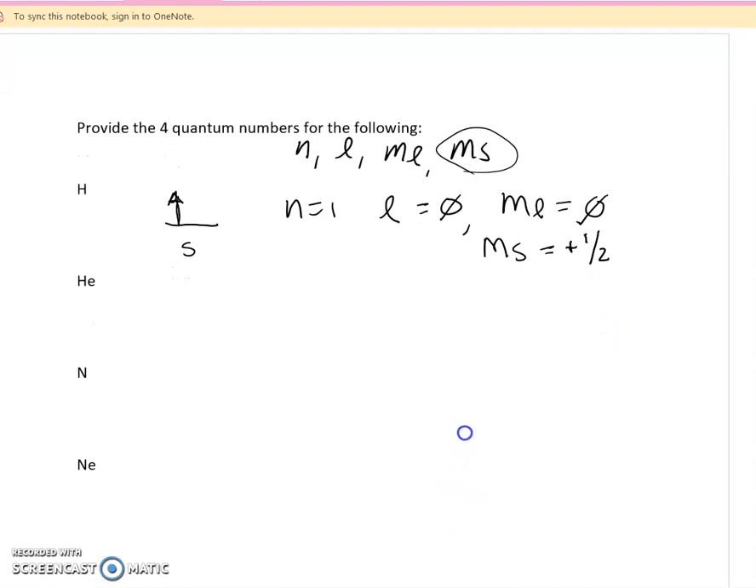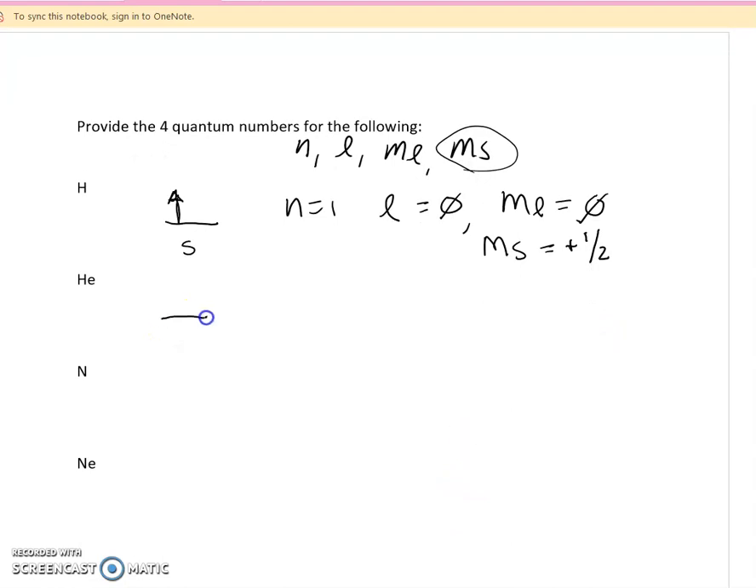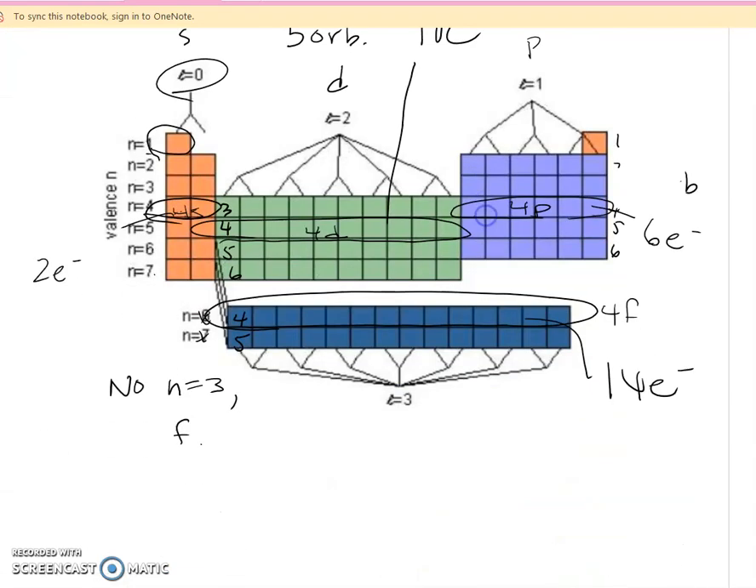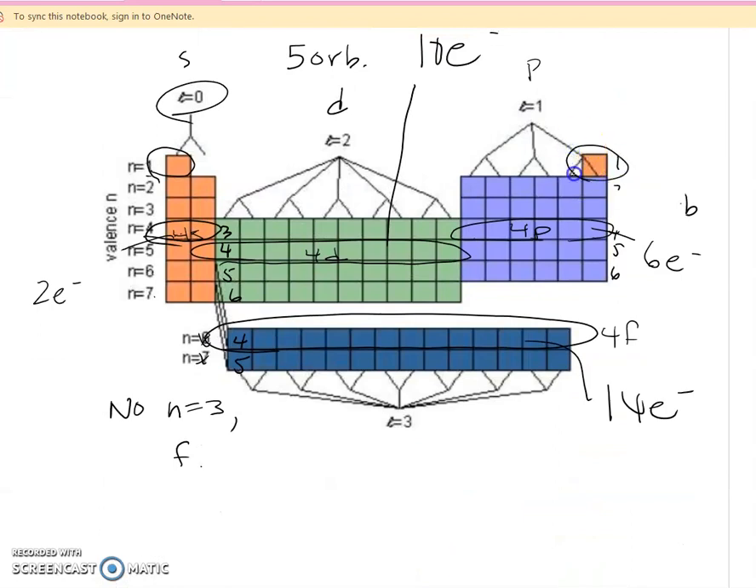Now let's contrast that with helium. Again, helium over here, look at the periodic table. Helium is right here. It's in N equals 1, but it's orange. It's not in the P block, it's in the S block, really. So it's in the S, so its L is 0.